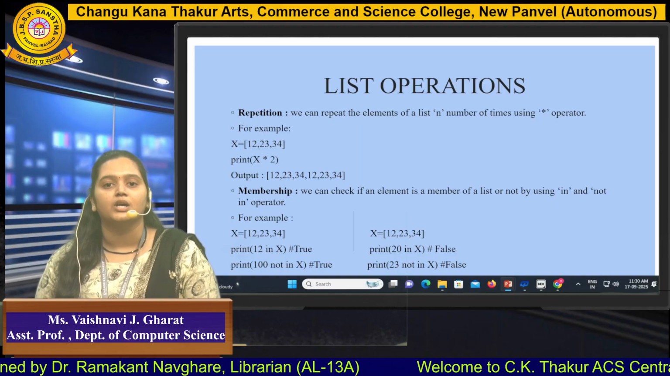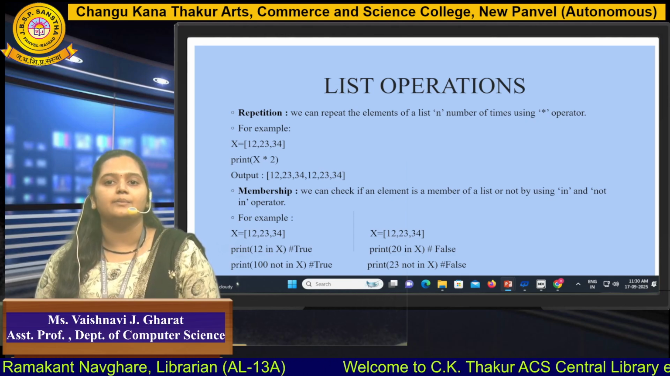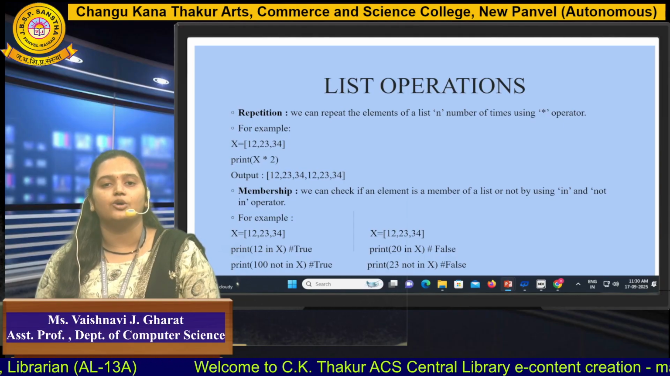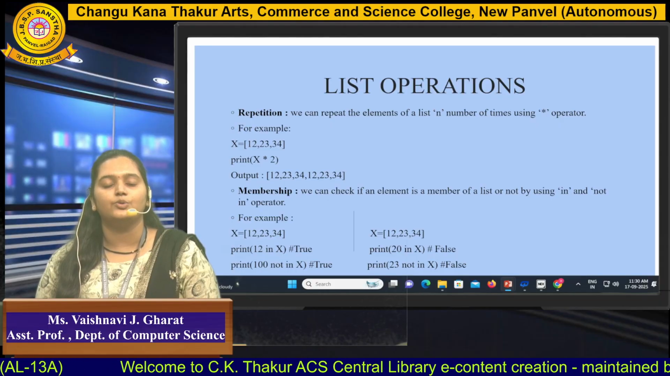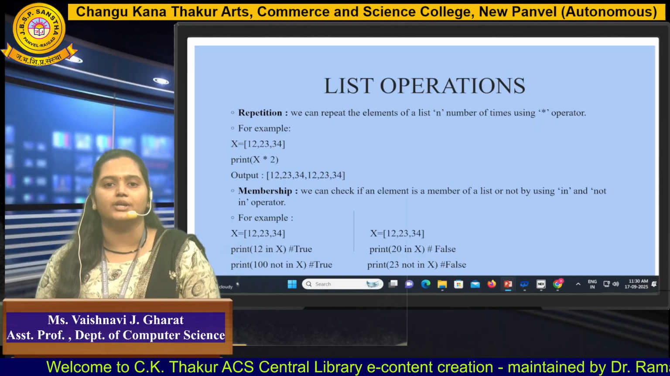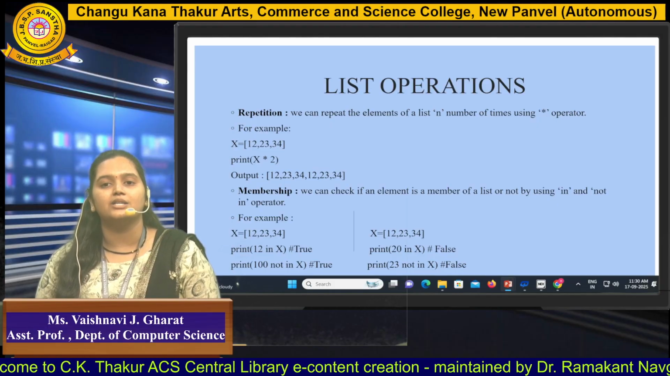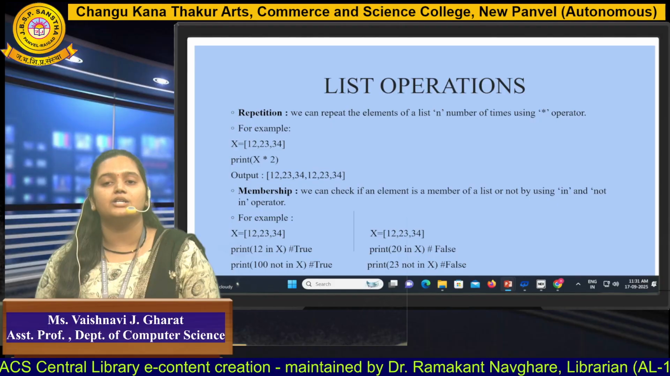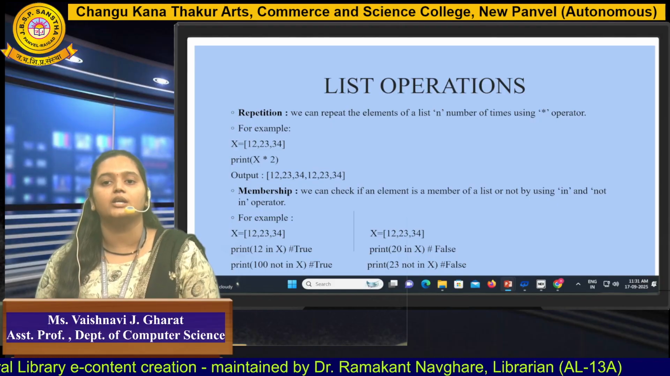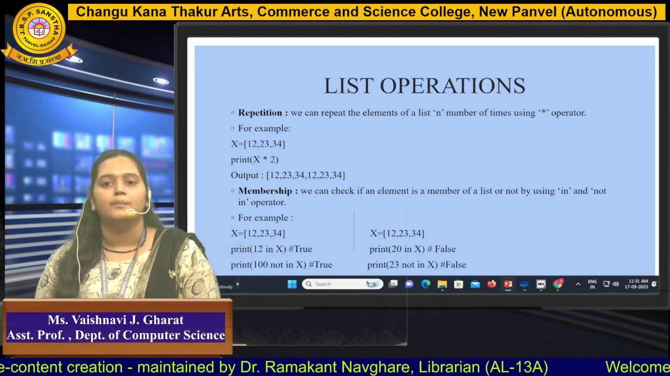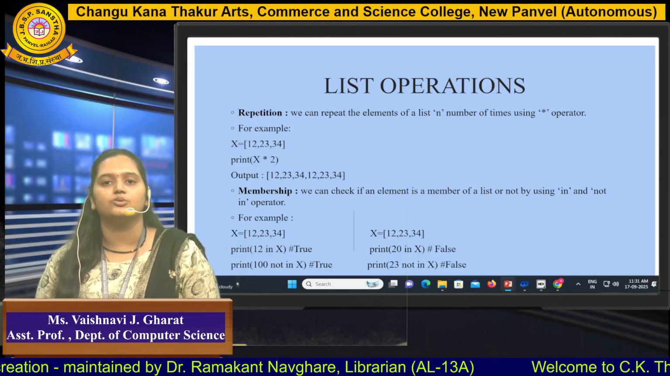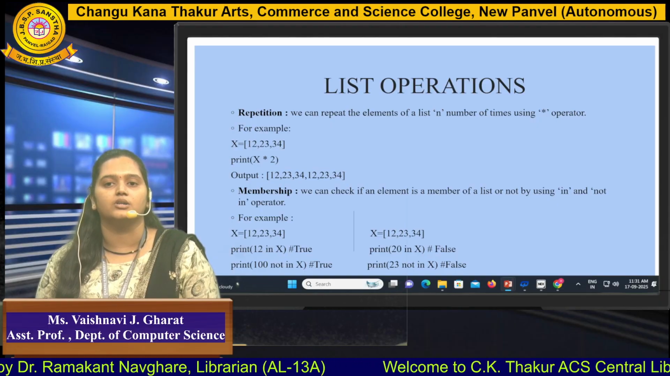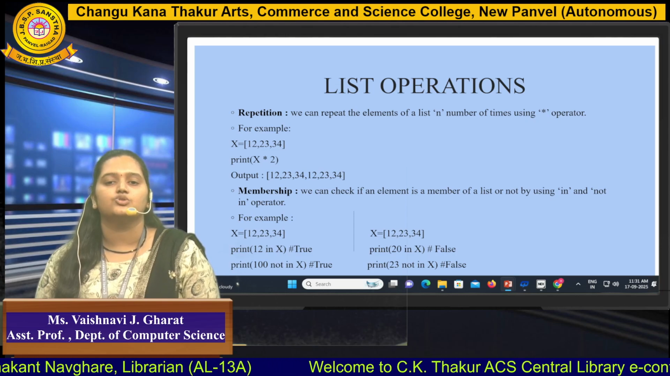Next, membership. We can check if an element is a member of a list or not by using the in and not in operators. Membership operators have two forms, in and not in. In means if the statement is true, then it shows True, and if the statement is false, meaning the element is not found, then it shows False. But using not in, it does the opposite. If the statement is true, then it shows False. If the element is not found, it will show True.